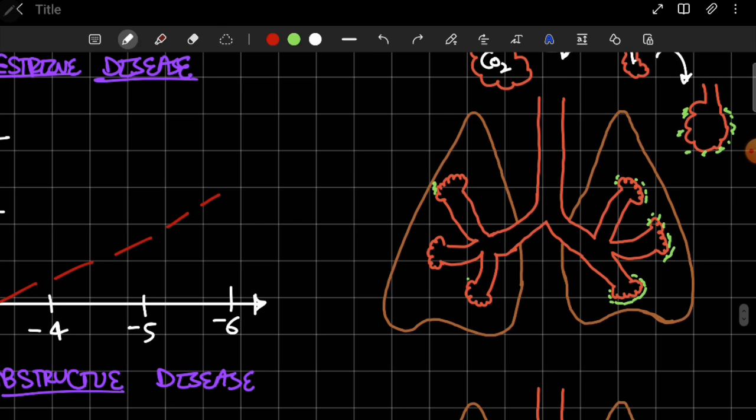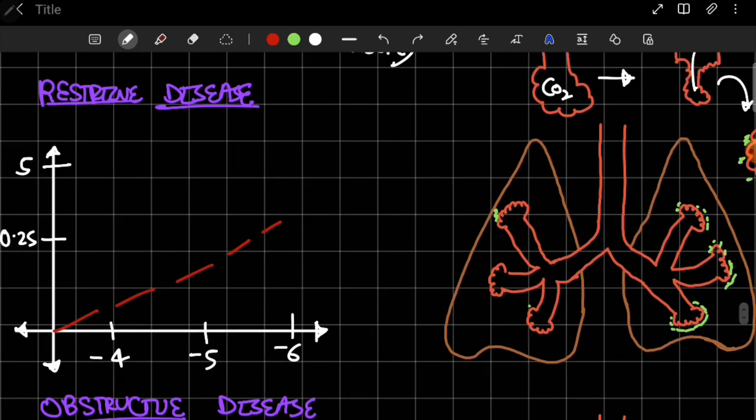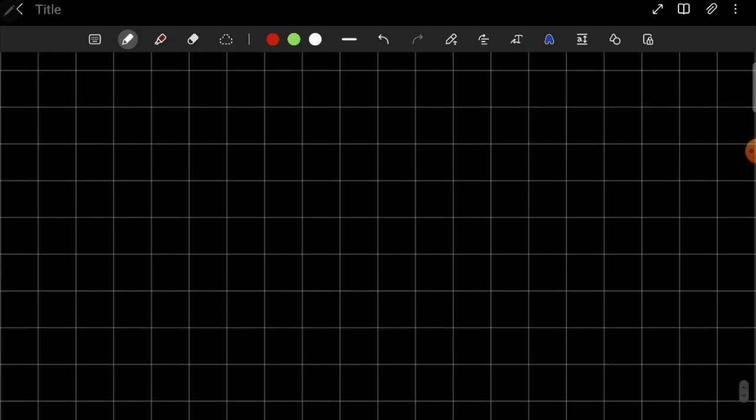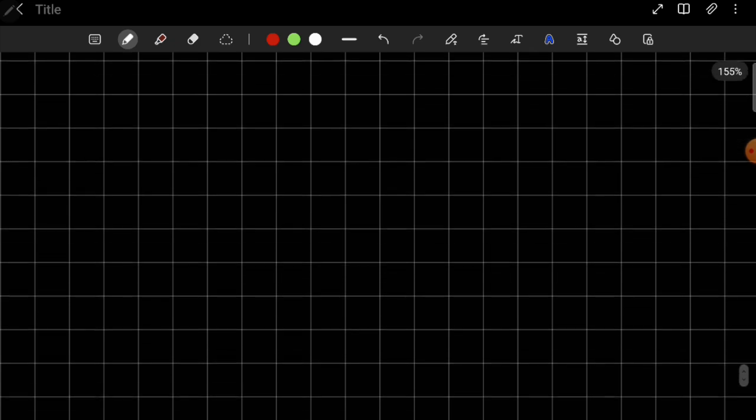So the tissue flow resistance work, the inspiration is like this. So we have represented, I'm so sorry.